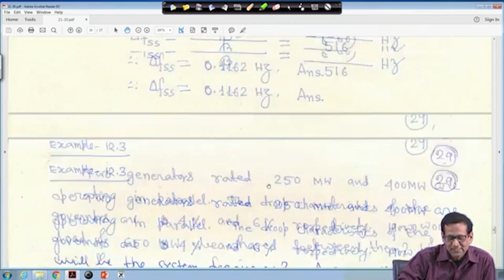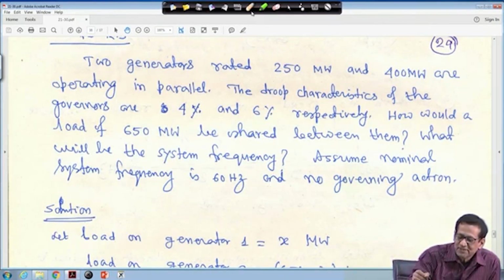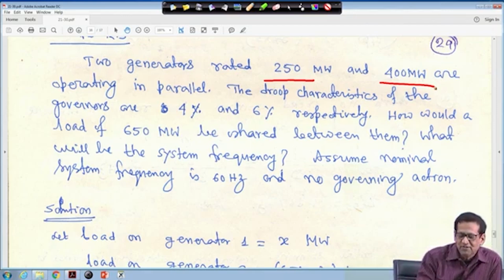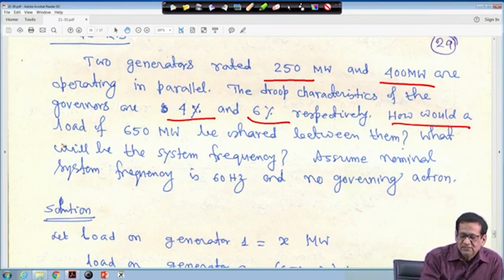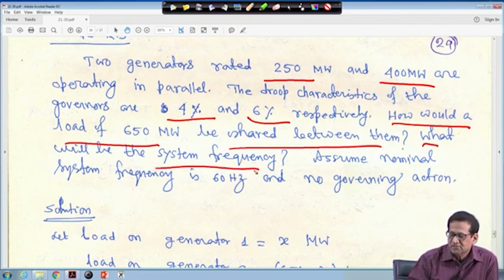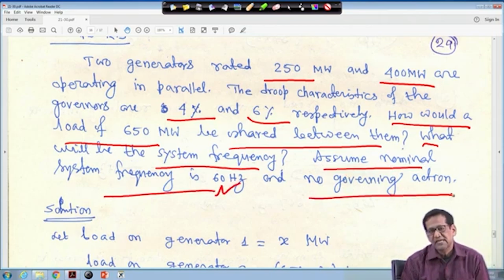Now, next example, a typical example: suppose two generators rated 250 megawatt and 400 megawatt are operating in parallel. The droop characteristics of the governors are 4% and 6% respectively. How would a load of 650 megawatt be shared between them, and what will be the system frequency? Assuming nominal system frequency is 60 hertz, and no governing action.